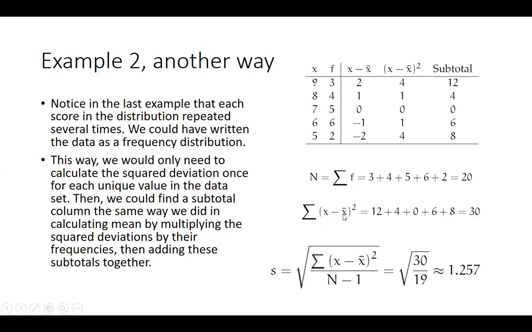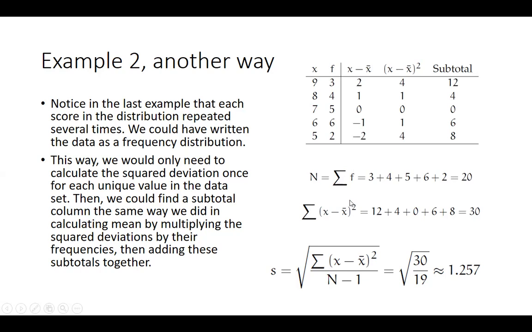The sum of the squares would be the sum of our subtotal column. 12 plus 4 plus 0 plus 6 plus 8, which gives us 30. And then we have our 30 for the top, our 20 minus 1, 19 on the bottom, the square root of 30 divided by 19, again, 1.257.